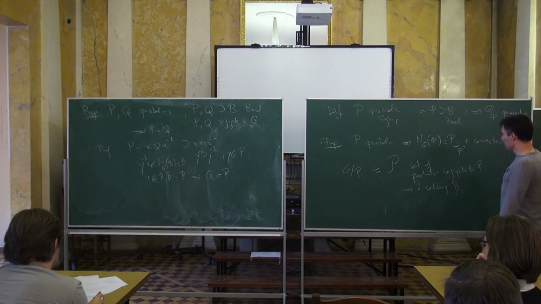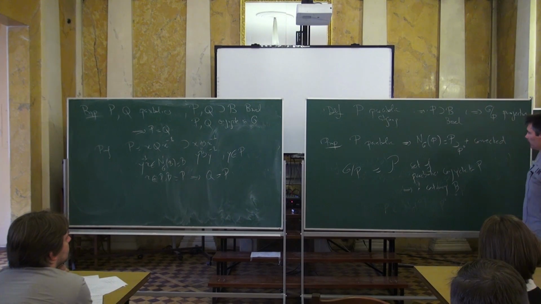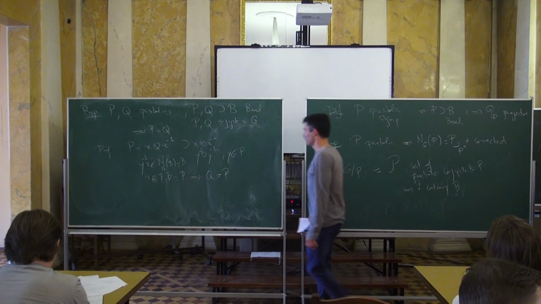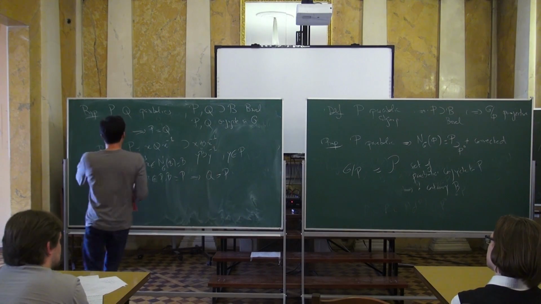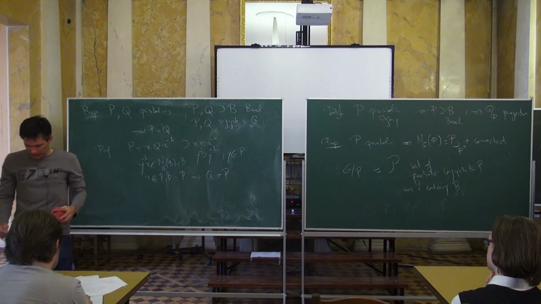Okay? So the homogeneous varieties of G are really the spaces parameterizing the different types of parabolic subgroups. And this statement will be very important to get the classification.